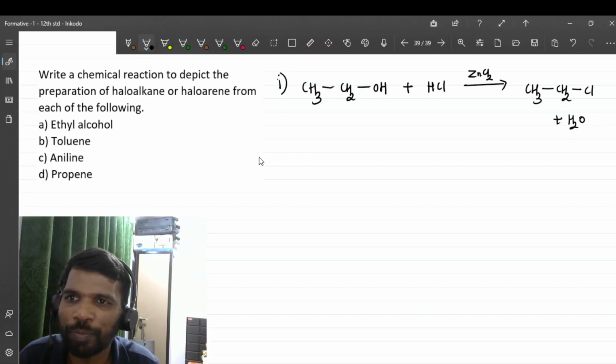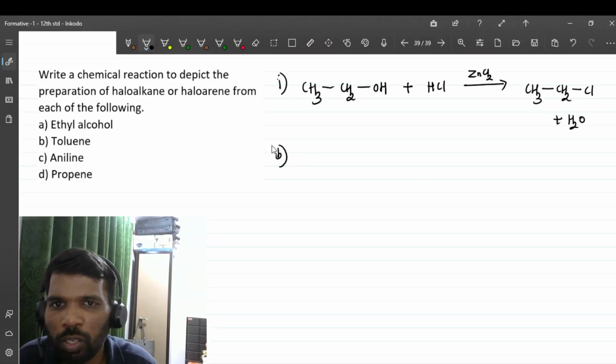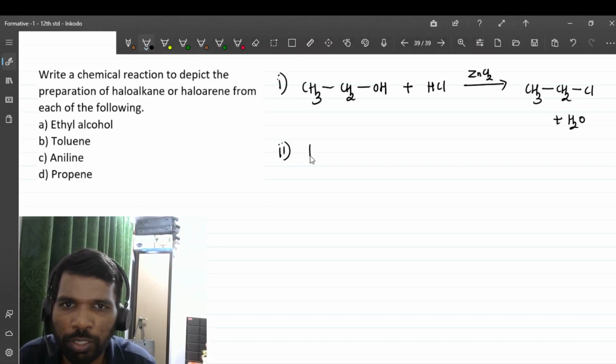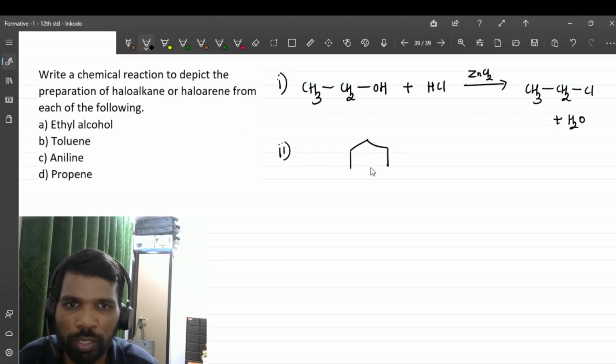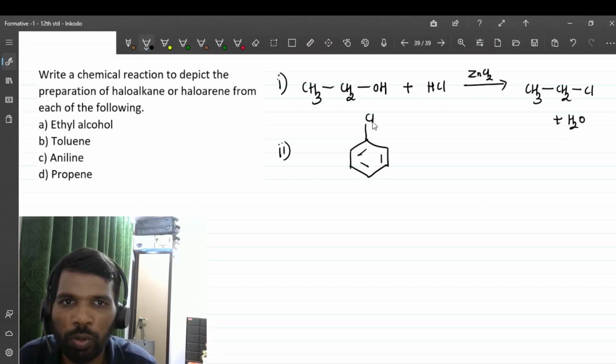Second is preparation of haloalkane or a haloarene. Toluene they have given. If it is toluene, you can prepare two kinds of alkyl halide. Toluene is this. Either you can do this.